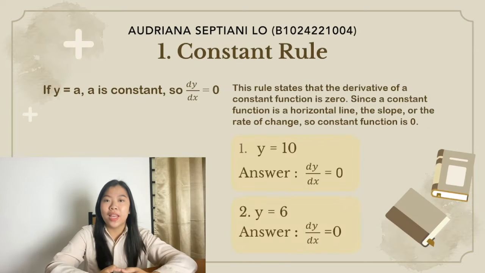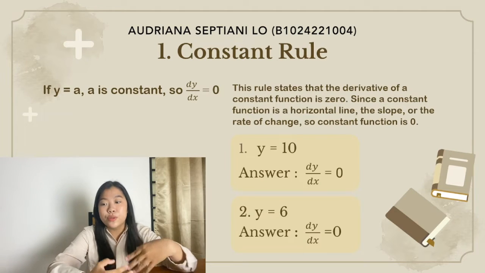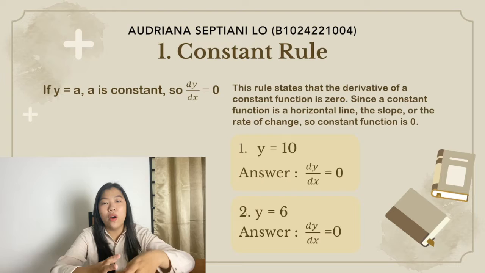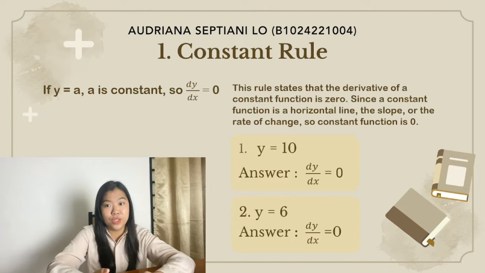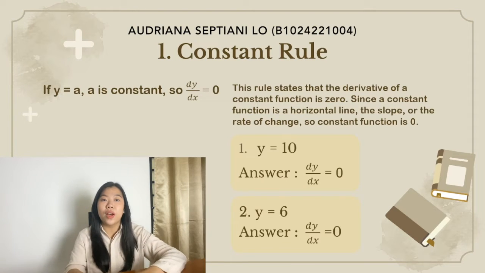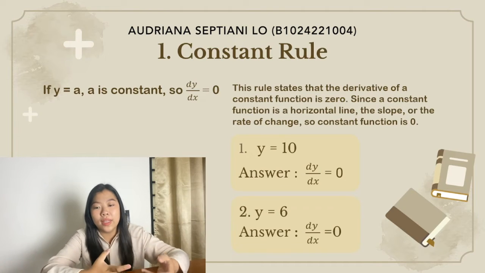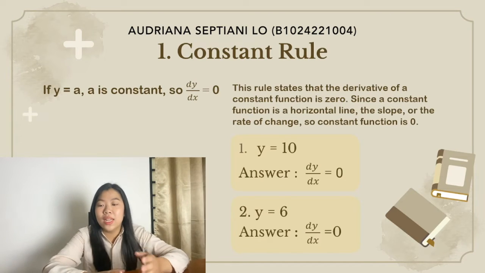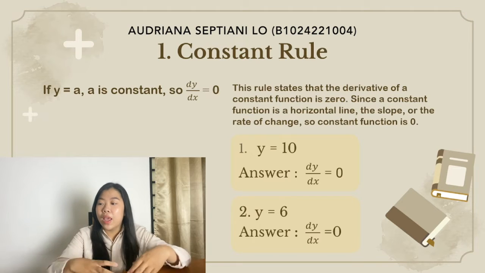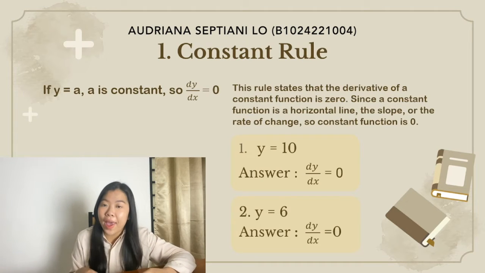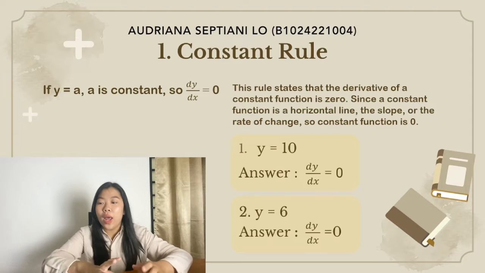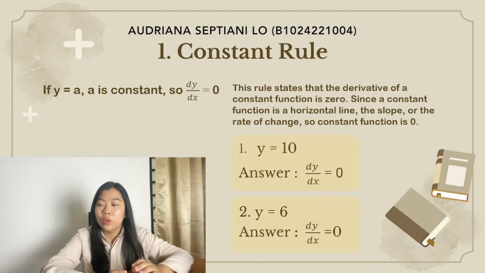The first rule is constant rule. This rule states that the derivative of a constant function is 0. Since a constant function is a horizontal line, the slope or the rate of change is 0. If y equals a, then dy/dx equals 0.